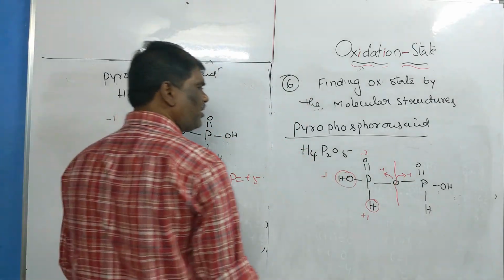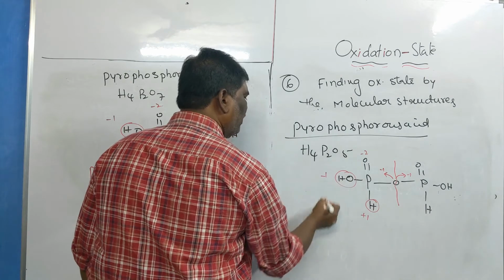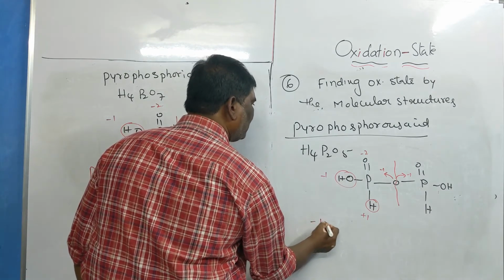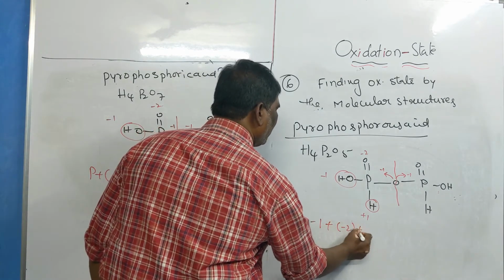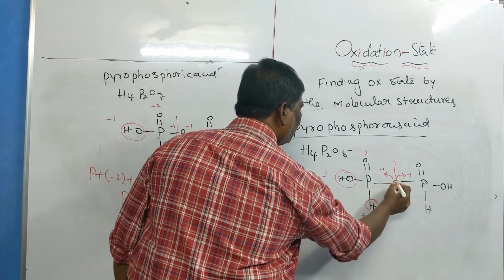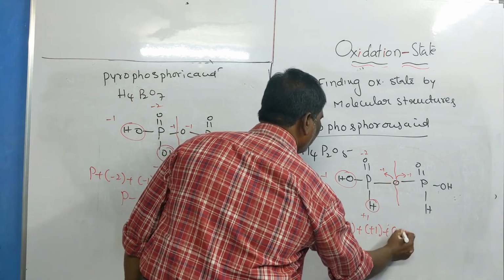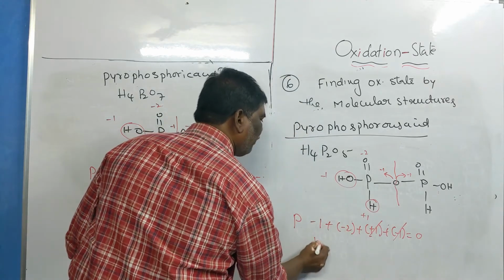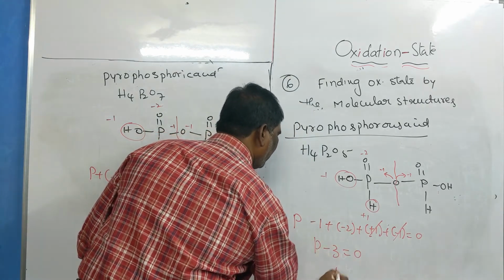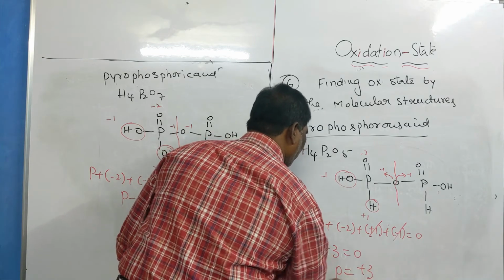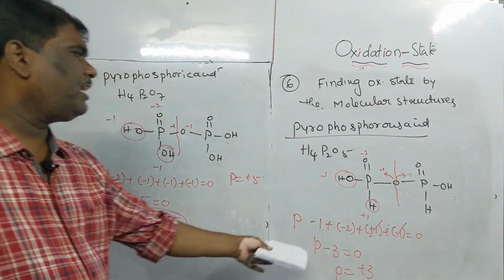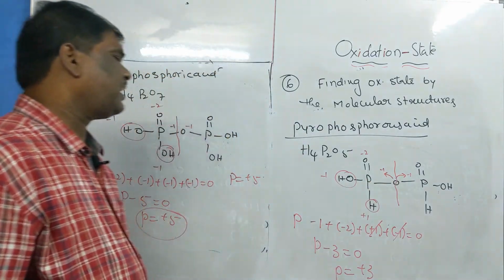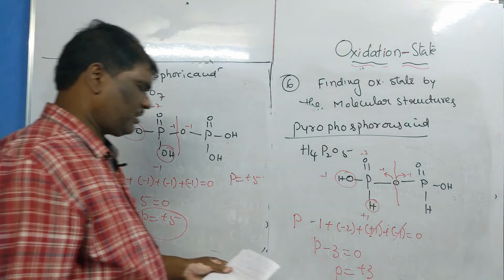So, how much oxidation state are we getting? Tell me. -1 plus -2 plus +1, and for this oxygen we are taking -1, equal to 0. So, getting cancelled. Here phosphorus P minus 3 equal to 0. P we are getting +3 as the oxidation state. Similarly, in this case also, phosphorus is getting +3 oxidation state.